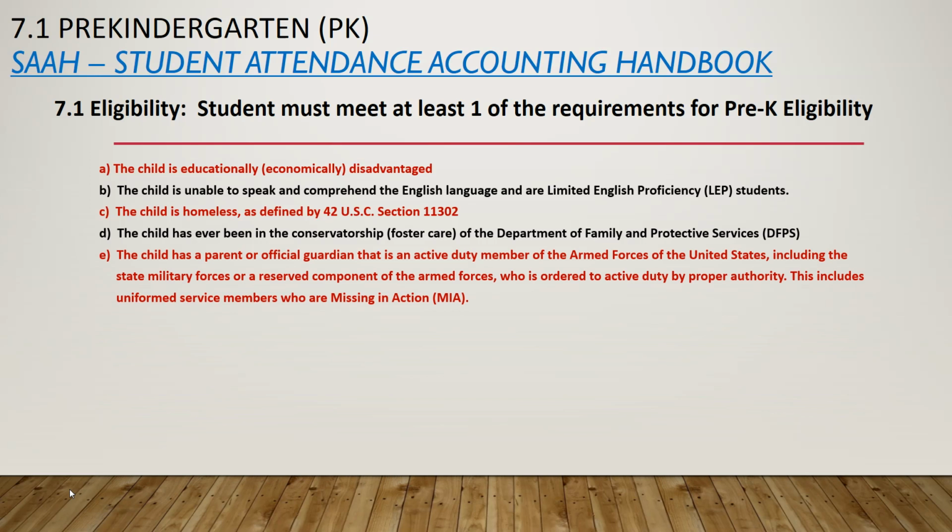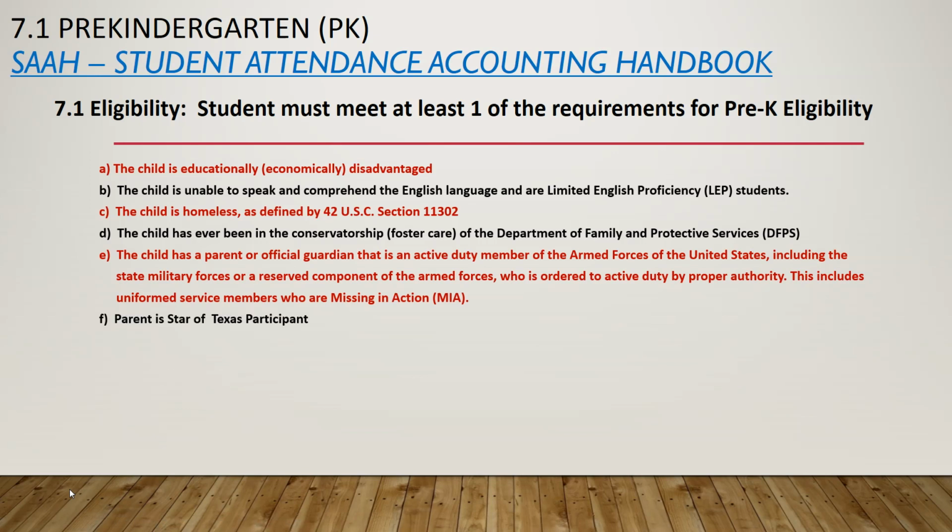Services. The child has a parent or official guardian that is an active duty member of the Armed Forces of the United States, including the state military forces or a reserve component of the Armed Forces, who is ordered to active duty by proper authority. This includes uniformed service members who are missing in action.